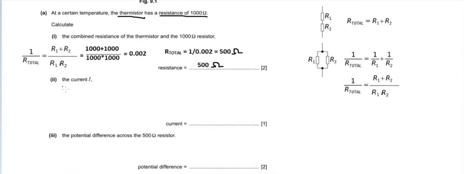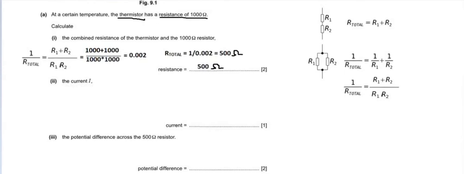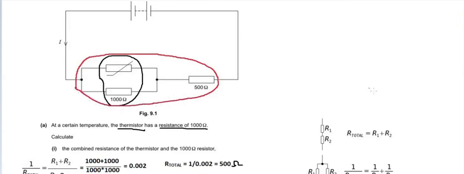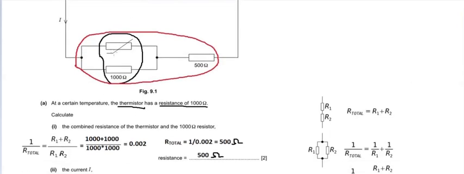Now we need to find out the current in the circuit. That means this I value we need to find out. So to find out this I value, we will consider this entire combination of the resistances. We have already found the value of this combination. This combination value is nothing but 500 ohm. So I already told you this combination is in series with this 500 ohm.